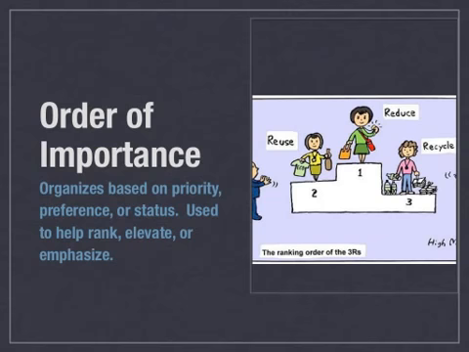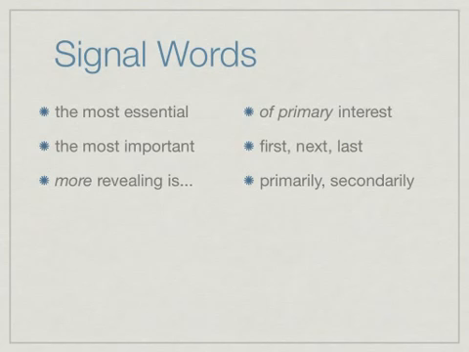So, if you are going to write or read and it has order of importance, the first thing is the most important. It's ranked higher, elevated, or emphasized. There are signal words that go along with this: the most essential, the most important, more revealing, of primary interest, first, next, last, and primarily, secondarily. These are among the words that will convey order of importance as a structure.